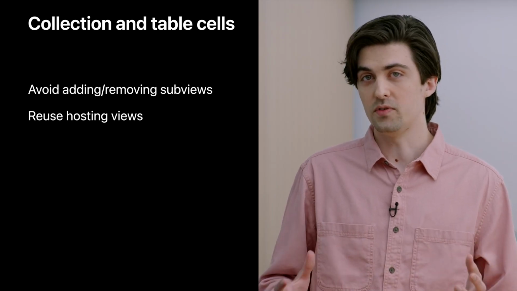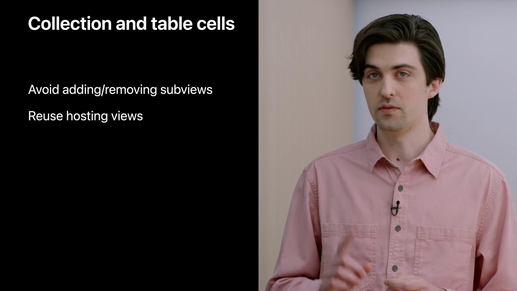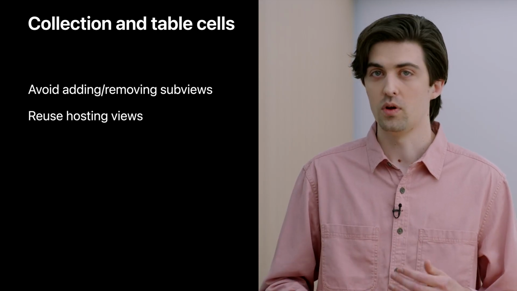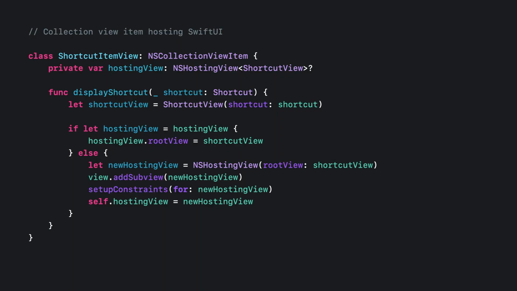When displaying a SwiftUI view in each cell, use a single hosting view and update it with a different root view when the cell's content needs to change. Here's all you need to build a collection view cell to host SwiftUI. In the example here, I'm building the cell that displays a shortcut view. Each cell contains an NSHostingView to host SwiftUI. Since cells are created before they are configured with any content, this will start off as nil, and it will be set the first time a shortcut is ready to be displayed. The displayShortcut method is called by the data source when configuring the cell to display a shortcut.